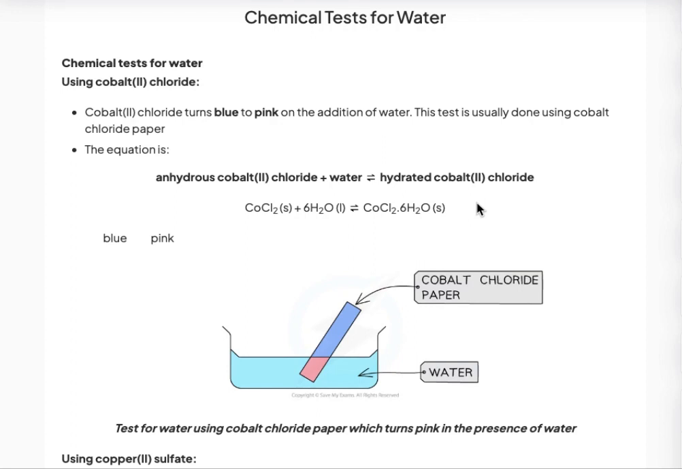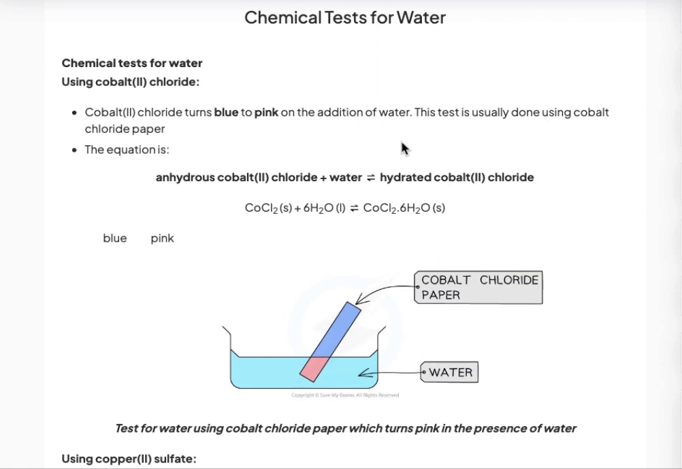We start with water. So, what is the chemical test for water? Anytime we want to test for water, we use a compound called cobalt 2 chloride. Cobalt 2 chloride is blue. So anytime we add water to cobalt 2 chloride, it will turn pink.